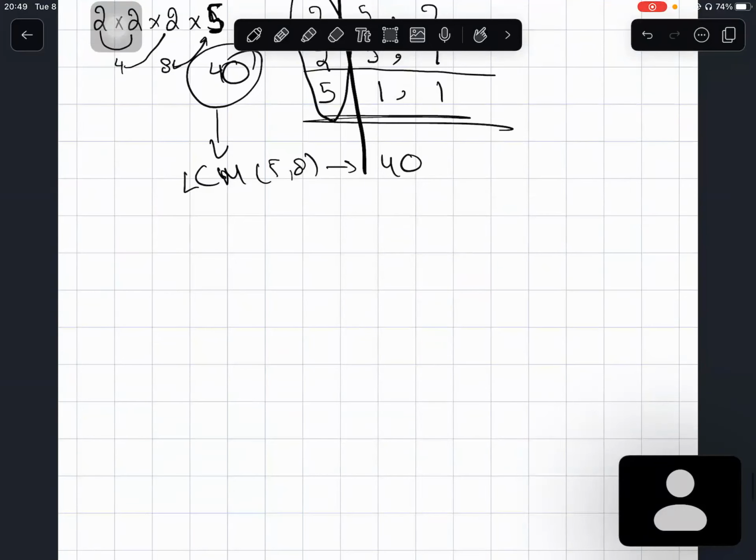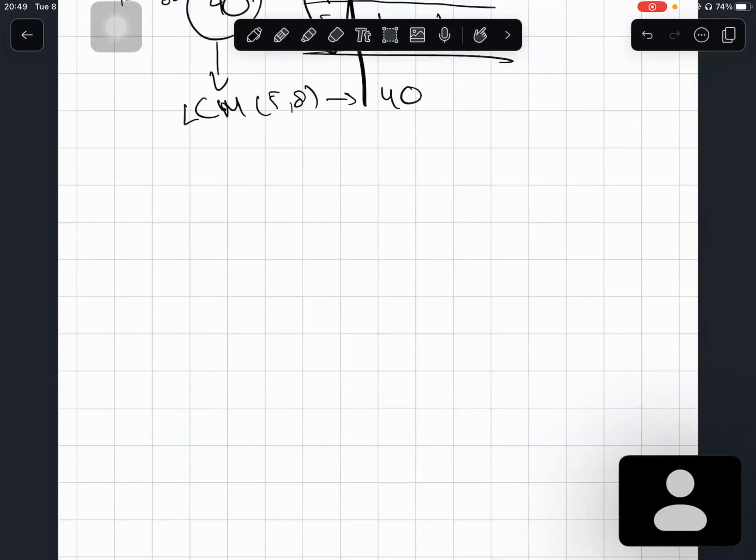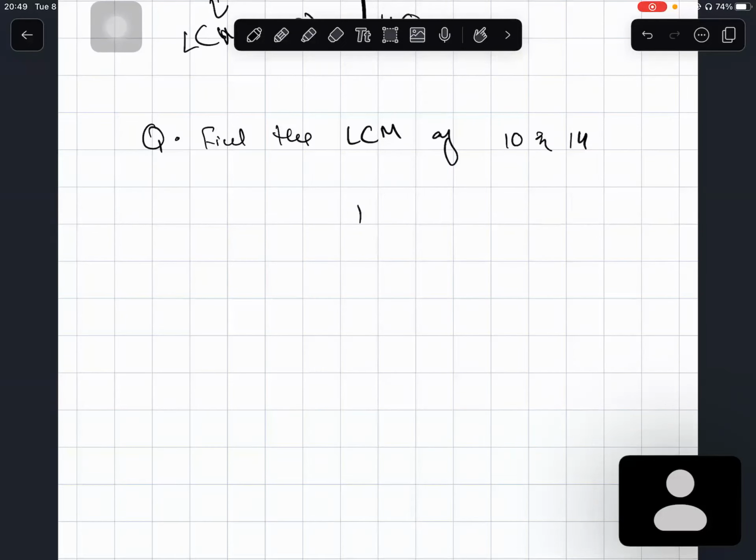Now let's just take another example. You get the question that you need to find the LCM of, for example, let's just take 10 and 14, right? Yes. So again, what you will do is you will write 10 here, comma, and then you will write 14, and you will make this.